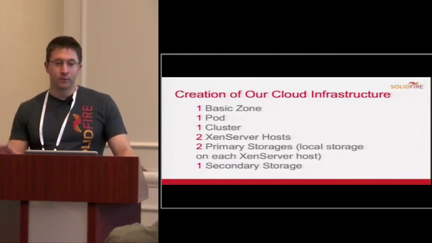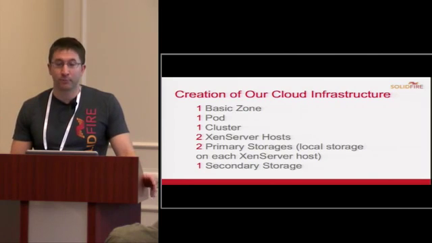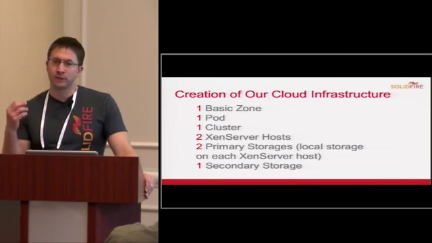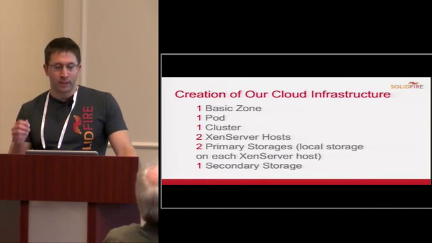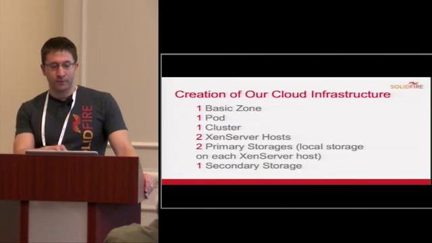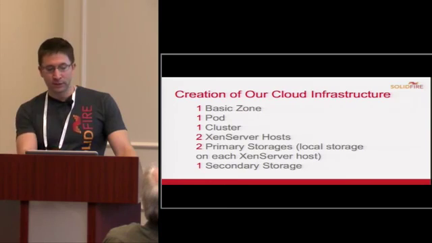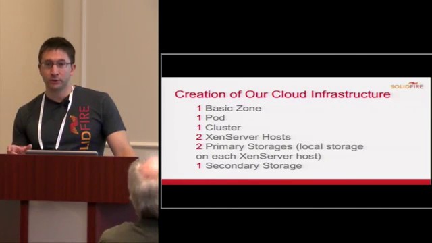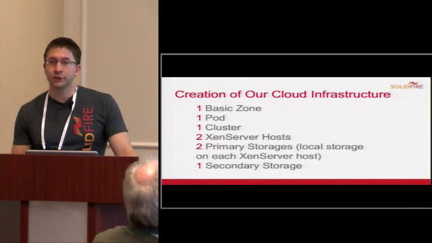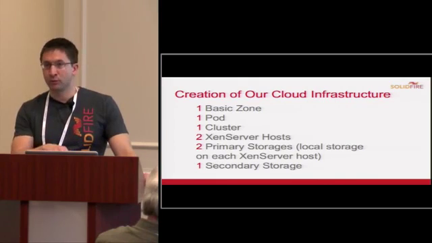All right, so now that we've got our infrastructure already, we need to actually turn to the process of creating a cloud. What I want to do in the end is a single basic zone, 1 pod, 1 cluster. I want to take my 2 Zen server hosts. They're ultimately going to have local storage on each of the Zen server hosts. So I'll start off with 2 primary storages, just local primary storage. And then my secondary storage is just that NFS share that's on my Ubuntu VM. Ultimately, this is where we want to get to.